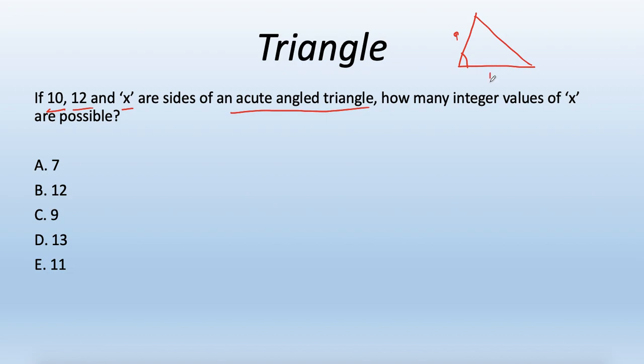So these are three sides, A, B and C. The formula for this will be a square plus b square must be greater than c square, and c is opposite of the largest angle. And using this, let's solve this.